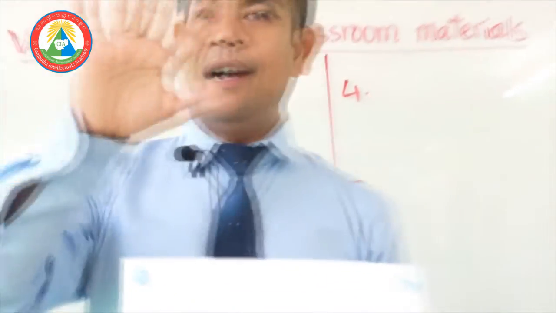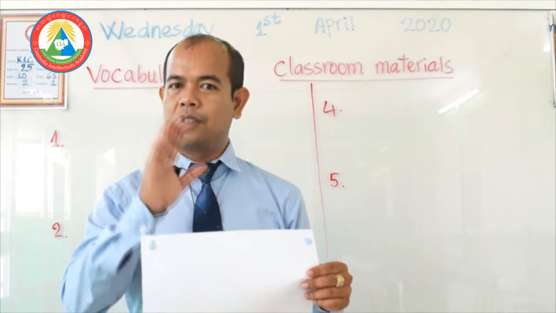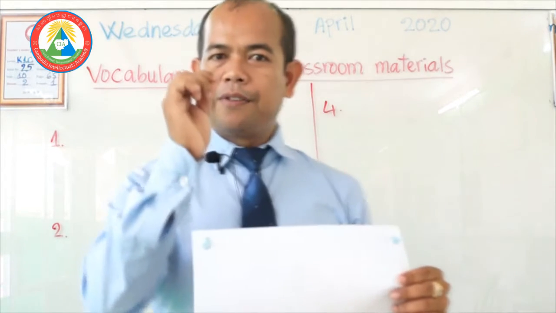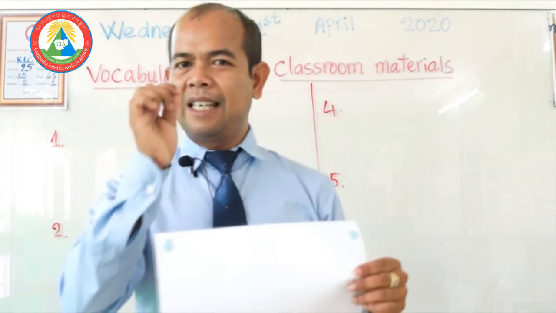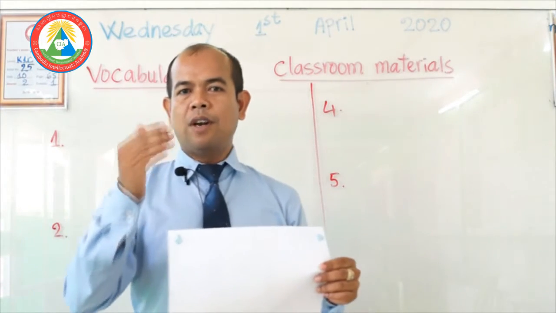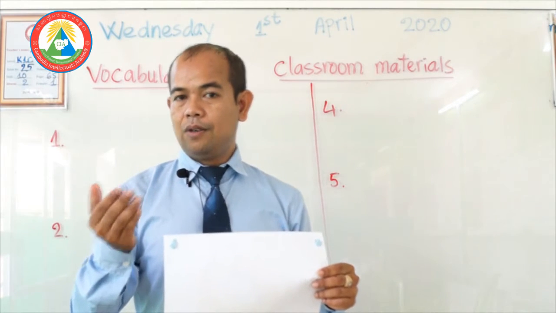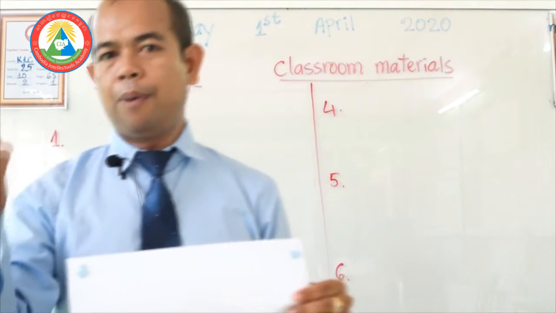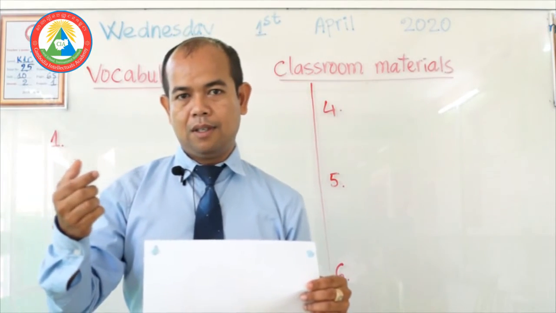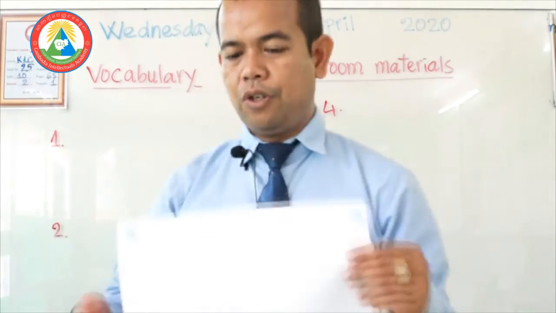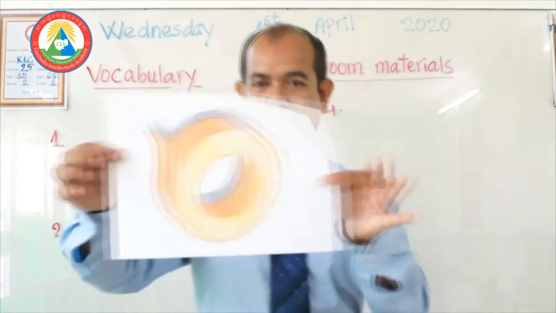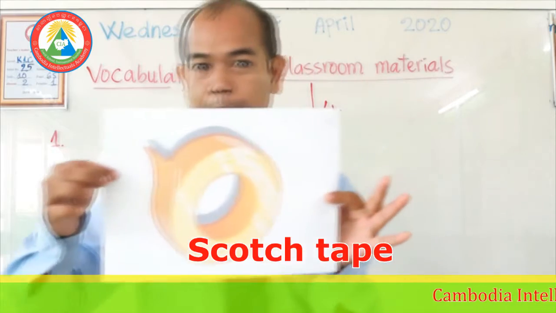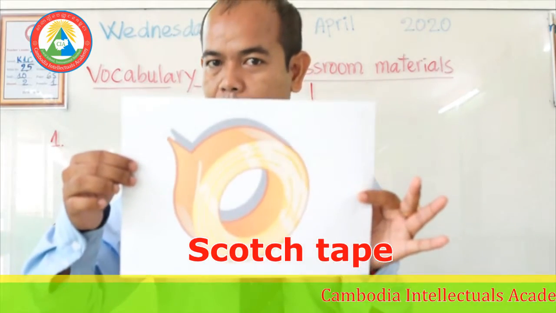Do you know the scotch tape? Scotch tape. Scotch tape is a thin strip of sticky and usually transparent material used for joining things together, such as paper or cardboard. I will show you the picture. Can you see, kids? It is a roll of scotch tape. Very good.